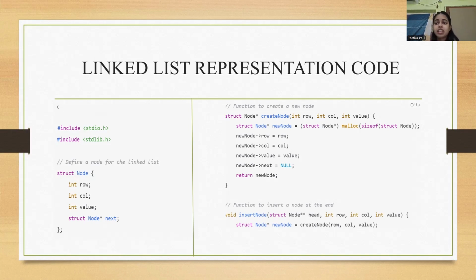Then we are creating and inserting a node. Here we create new nodes with create node and insert node. Create node dynamically allocates some memory and fills in the row, column, and value. Insert node adds the new node at the end of the list, and the head pointer keeps track of the start of the list.